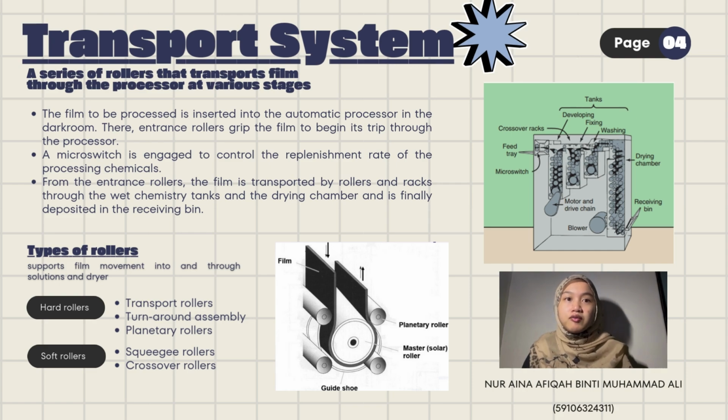There are various types of rollers in the transport system. Rollers support film movement into and through the solutions and dryer. There are two types. First, we have hard rollers, which are the transport rollers positioned in the front and back in racks. The turnaround assembly has 3-inch rollers. The master roller turns the film direction upward, and the planetary rollers surround the master roller.